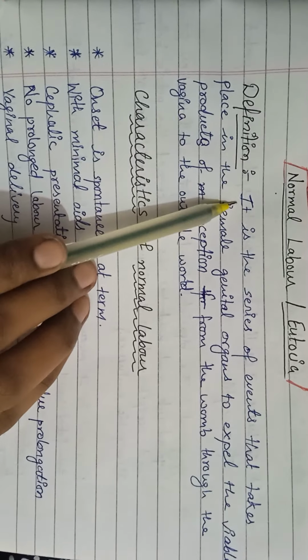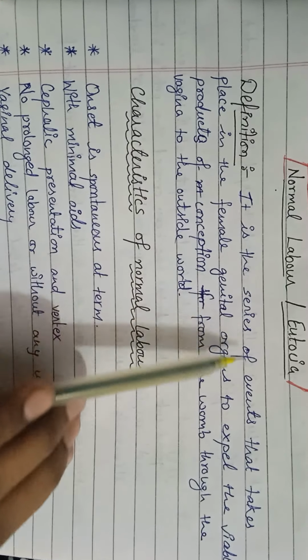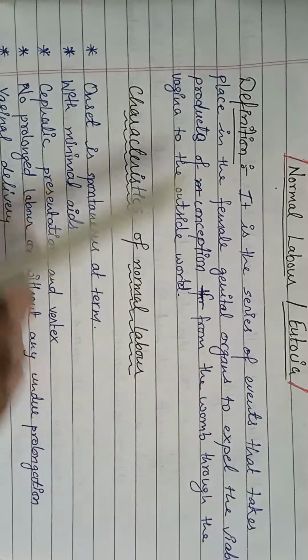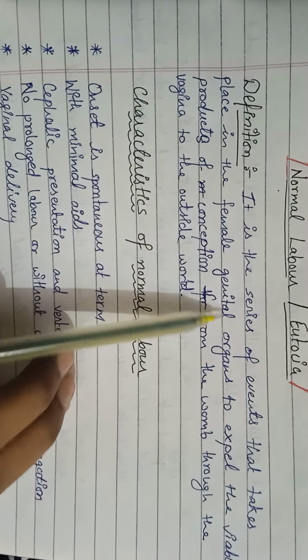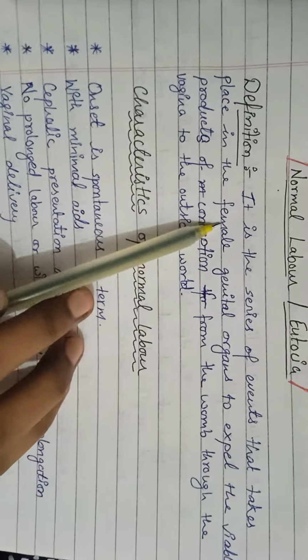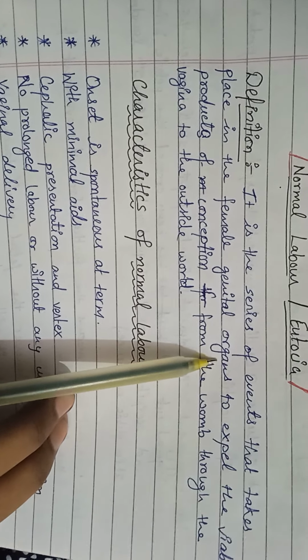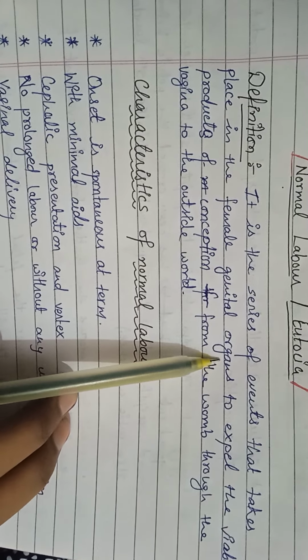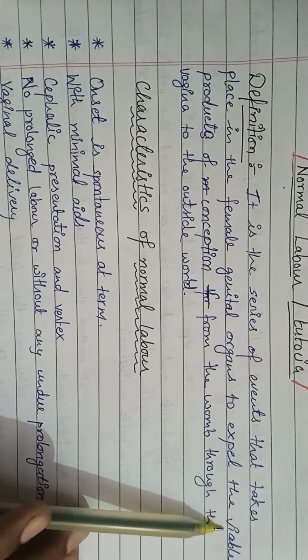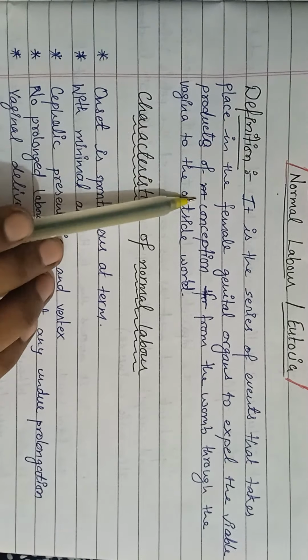So normal labor or Eutocia is the series of events that take place in the female genital organs. What are the female genital organs? That is uterus, cervix, vagina, pelvis, etc., to expel the viable products of conception.